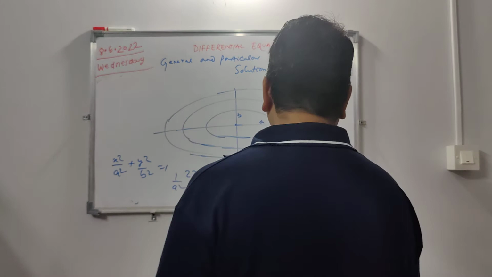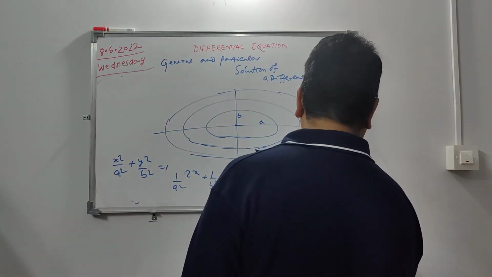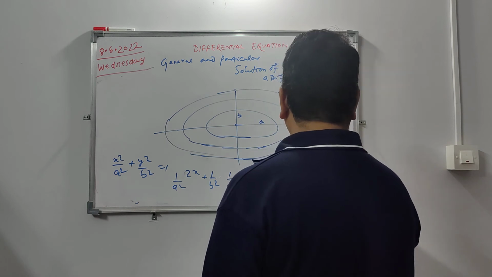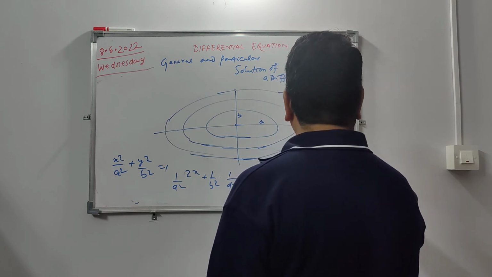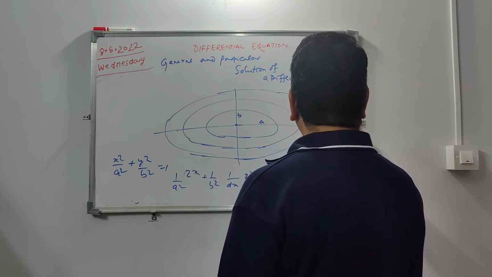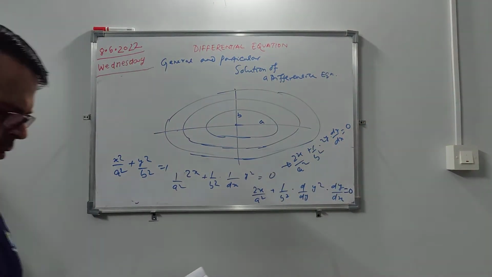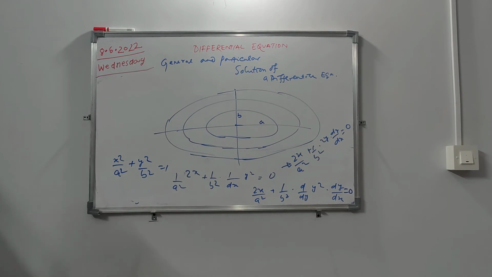So this is equal to 0. That means 2x by a square plus 1 by b square into 2y into dy by dx is equal to 0. Okay. So this is my differential equation.